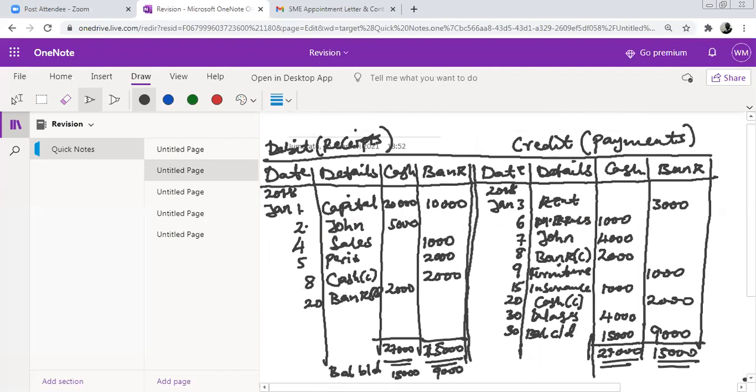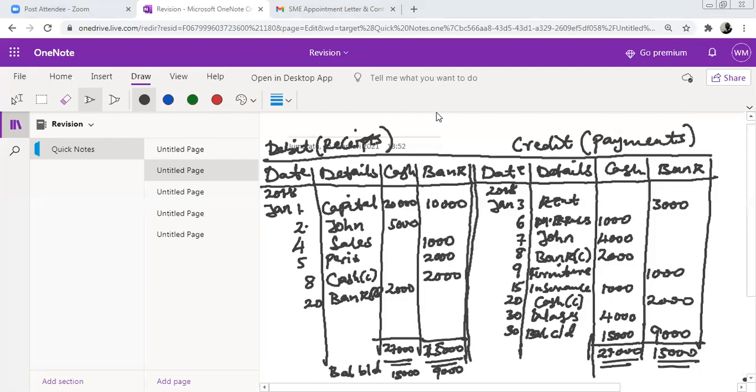Any question as far as the 2-column cash book is concerned? Anybody with a question? Yes, Mwalimu, I have a small question, yeah? Yes, ask. Hello, I have a small question.